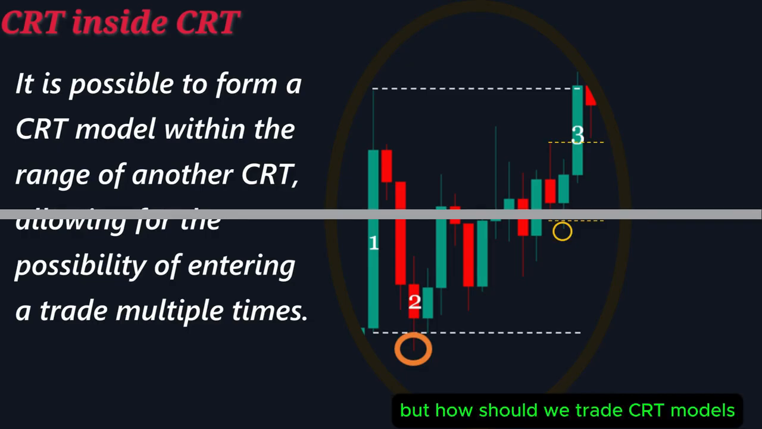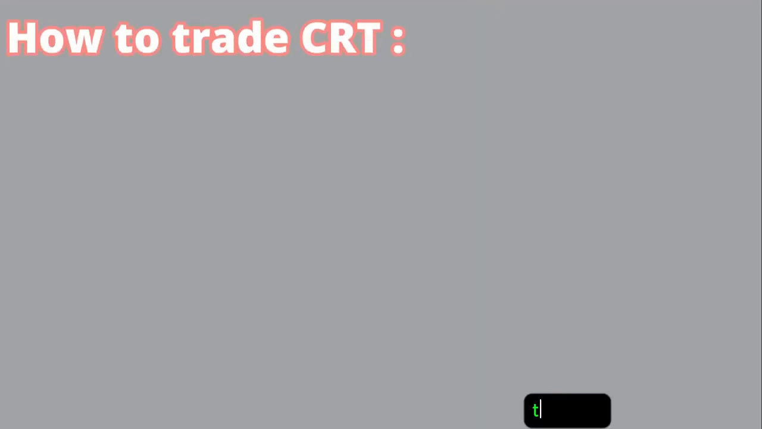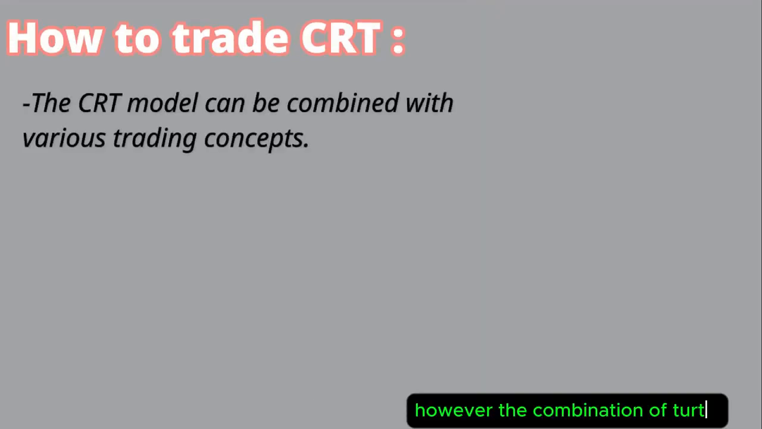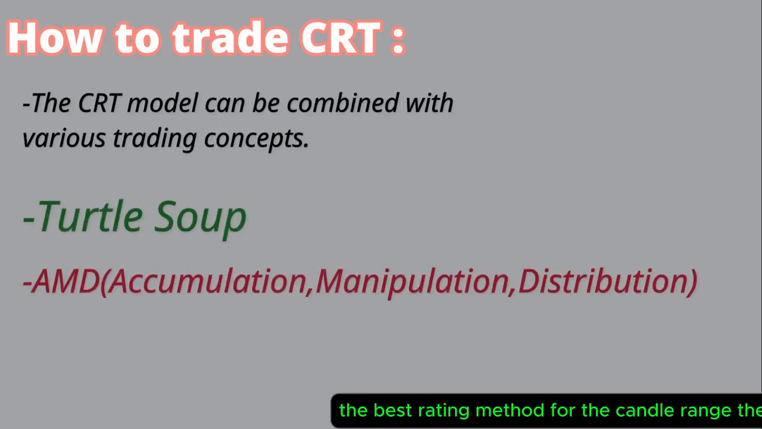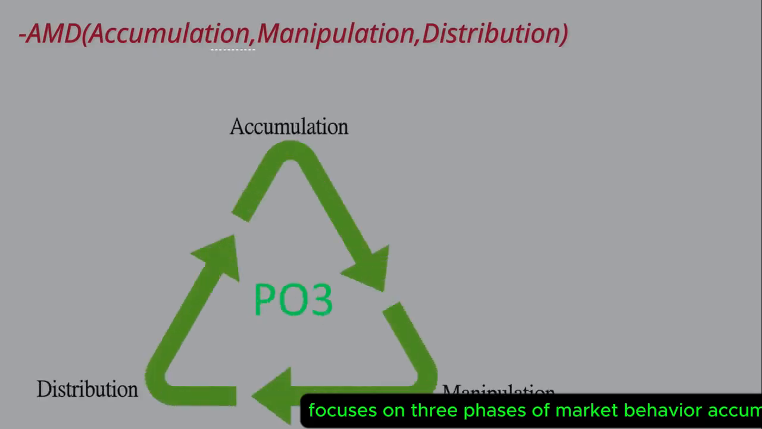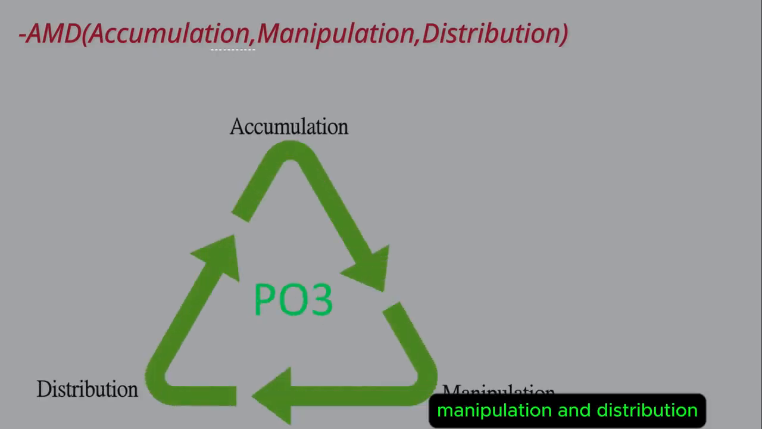But how should we trade CRT models? The CRT model can be combined with various trading concepts. However, the combination of turtle soup and AMD is considered the best method for the candle range theory. In trading, the term AMD, or Power of 3, focuses on 3 phases of market behavior: accumulation, manipulation, and distribution.